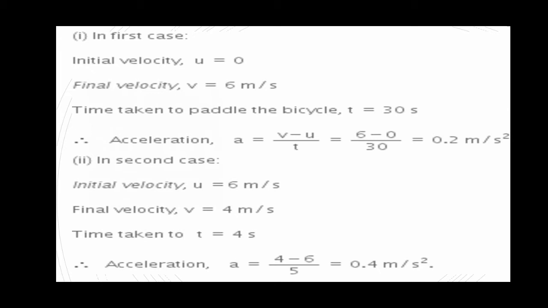In the second case, obviously the initial velocity u is equal to 6 meter per second. Final velocity v equals 4 meter per second and time taken t equals 5 seconds. So acceleration a is equal to (4 minus 6) by 5, which is equal to minus 0.4 meter per second square, where the minus sign indicates negative acceleration or retardation.